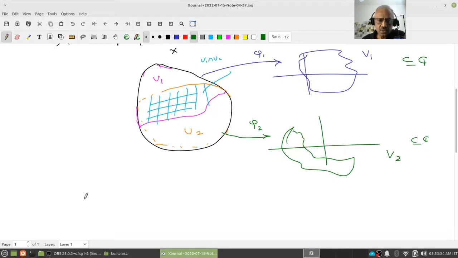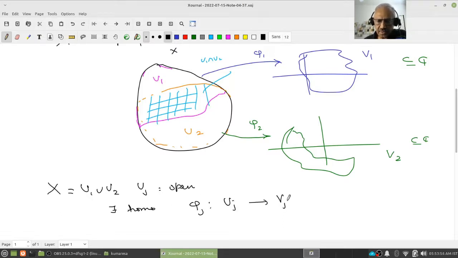So what are our assumptions? Let's write it briefly: X is U1 union U2, with Uj open sets. Next, there exist homeomorphisms phi j from Uj to Vj. What are the Vj? The Vj's are open sets in C.